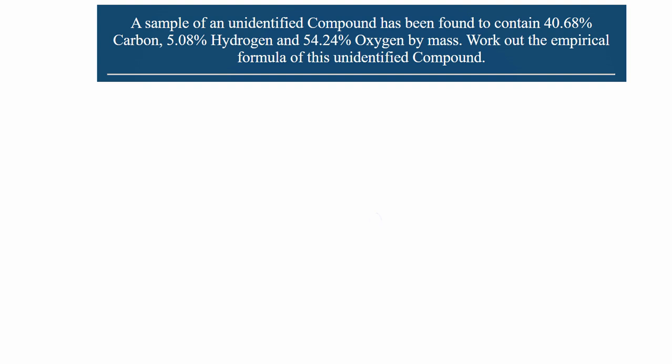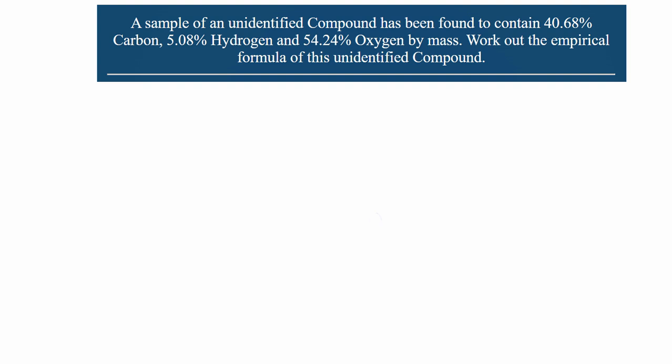Okay, so in this question, we've been presented with an unidentified compound, and we've been asked to work out the empirical formula of that particular compound. And we've been told it contains carbon, hydrogen, and oxygen, and the percentages by mass are given in the question. Okay, so how am I gonna approach this?